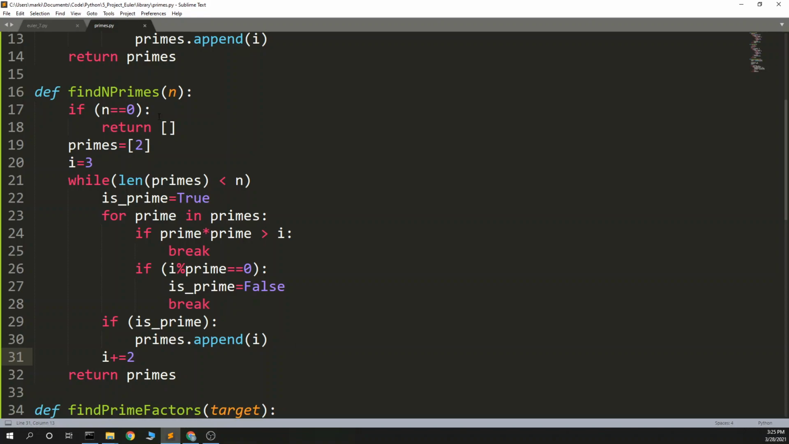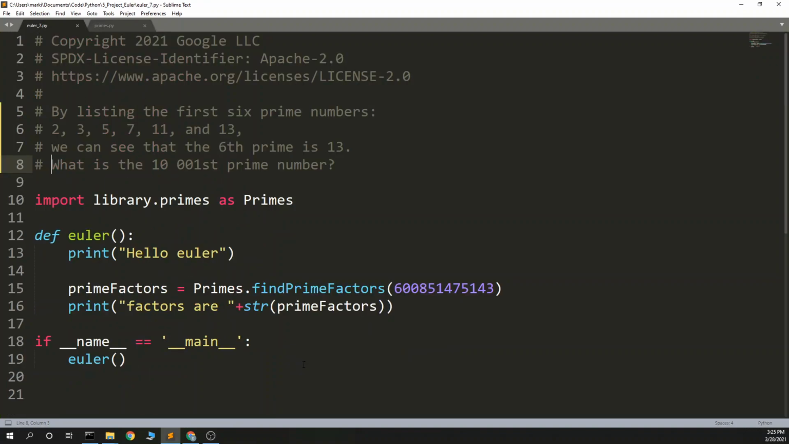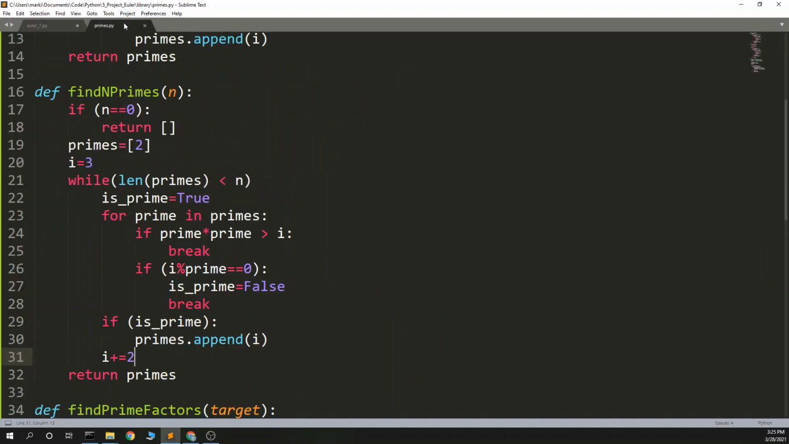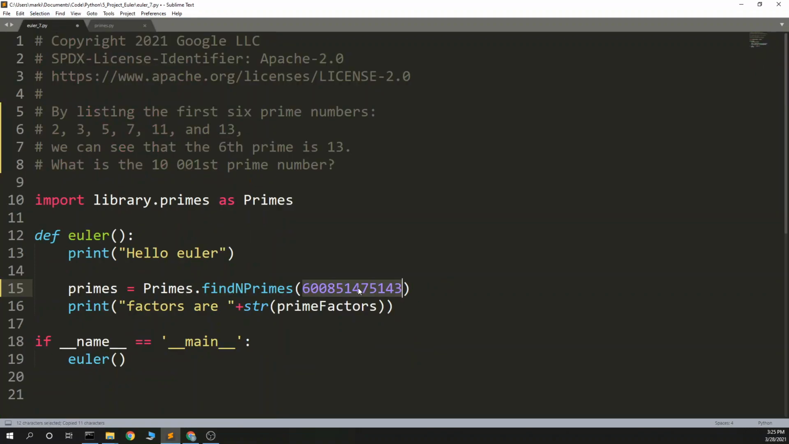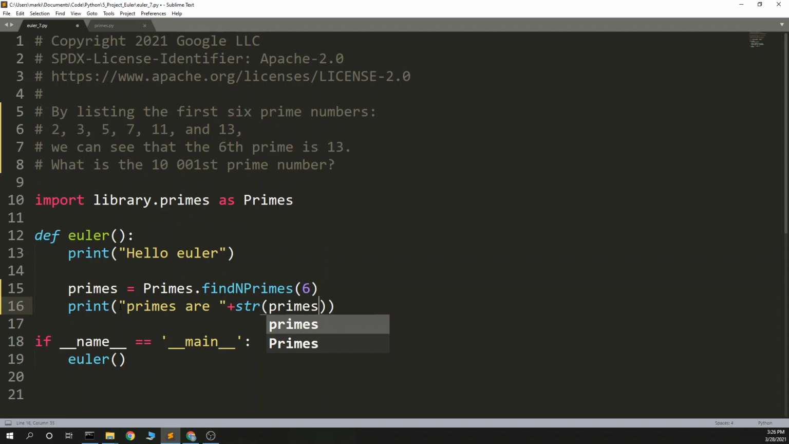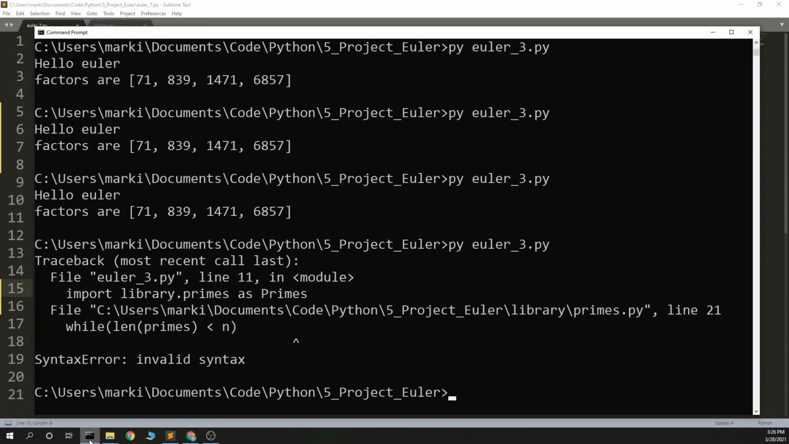The only difference is now we're doing a count instead of up to a number. So let's say primes equals findprimes dot find n primes, and we'll find the first, the sixth one, and see if we got this right. And this is why you like to save these things as libraries.